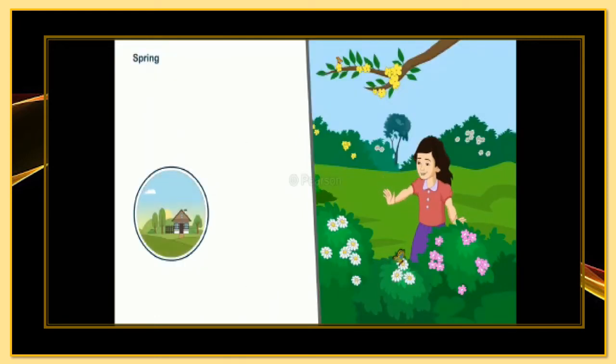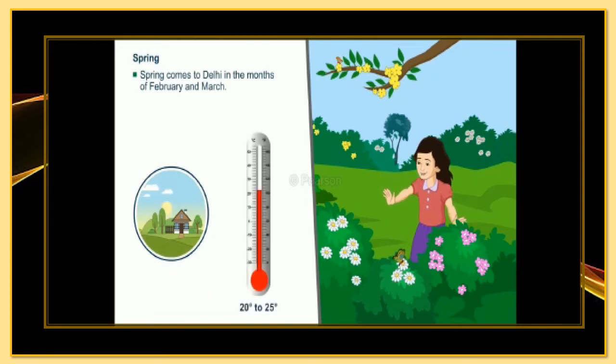Finally, spring. Spring comes to Delhi in the months of February and March. The average temperature during this season is 20 degrees to 25 degrees. During spring, the climate is sunny and pleasant. People wear dresses made of light woolen material.